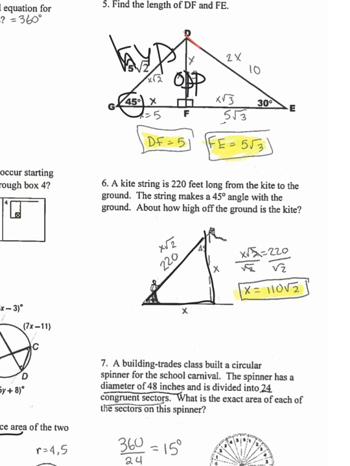Again, this is intended to be a special right triangle, the 45, 45, 90. So you have x squared of 2. This time the hypotenuse doesn't have a square root with it, so you set it equal to 220, which you see there on the right.